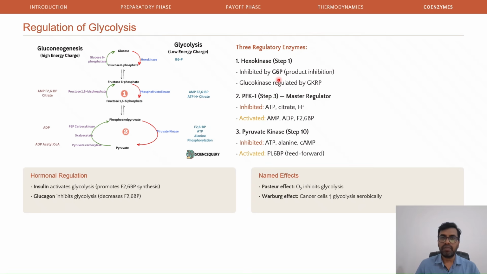Now because of that, when there is a large amount of glucose 6-phosphate, that means the pathways are already saturated and there is no need for the pathway to happen, or no need for the pathway to happen at that particular speed. Because of that, glucose 6-phosphate will inhibit the hexokinase. This is the first regulatory step, or the first regulatory enzyme here. And then next comes phosphofructokinase.